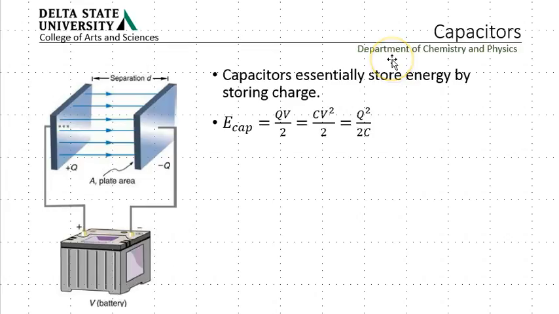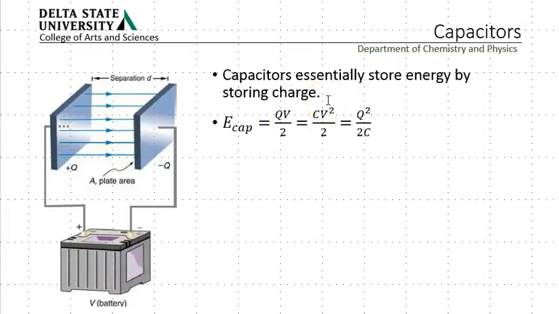Finally, capacitors essentially store energy by storing charge. And if we look at the energy stored in a capacitor, there are several ways to express it. They all come down to the same thing. The energy stored in a capacitor is QV over 2, right? Charge times voltage divided by 2. Or you could rewrite that as CV squared over 2. Or you can write that as Q squared over 2C. This is like when we wrote Ohm's law and energy in, oh no, we haven't gotten there yet.